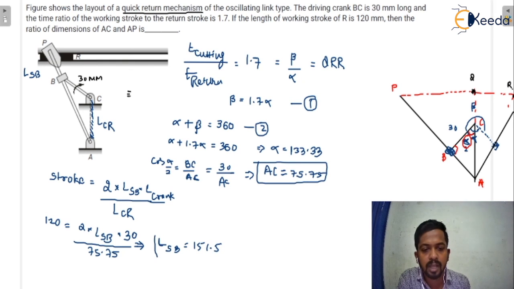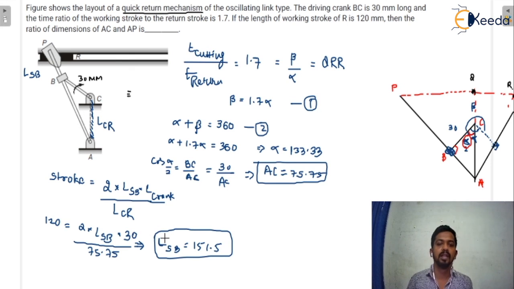So the value you got for the length of slotted bar is 151.5. Now this is not the answer, we have to find out the ratio of length of connecting rod to the length of slotted bar. Don't be confused between the ratio. Don't make a mistake. In the question you have to find out the ratio of AC upon AP, but by default or by mistake you can find AP upon AC. That would be the wrong answer. So you must be careful about the ratio. We have to find out the ratio AC upon AP.